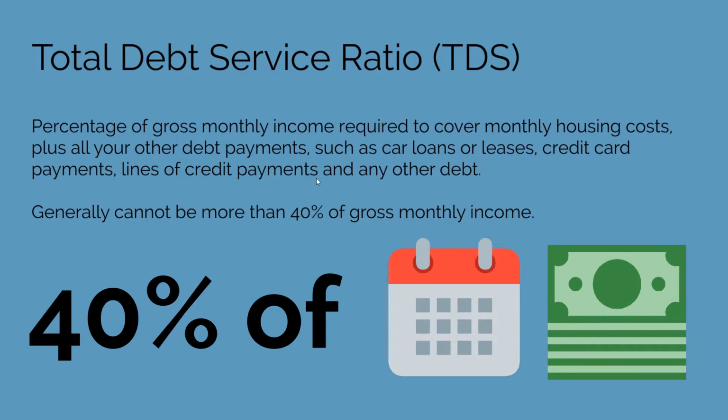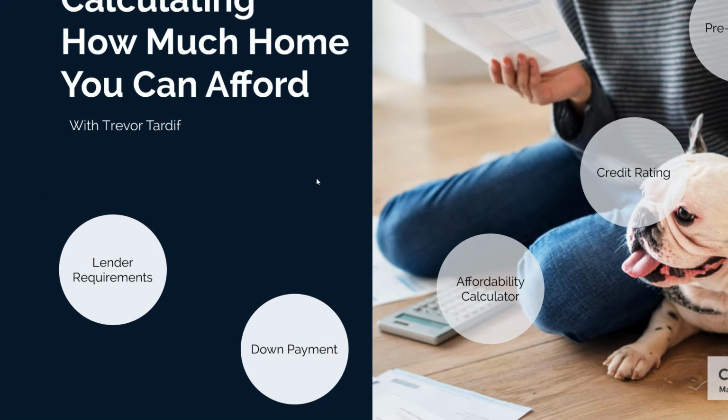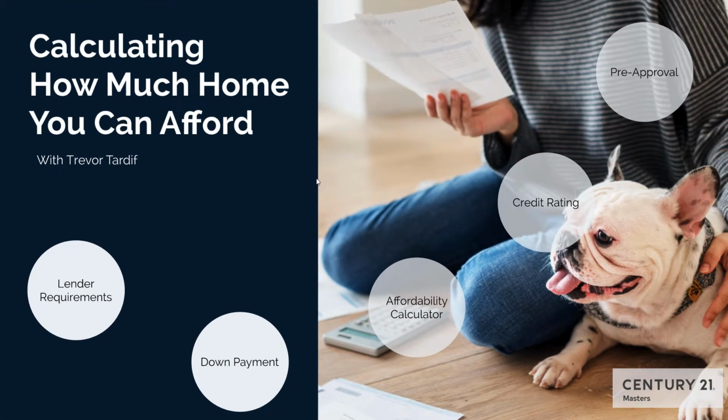So this ratio brings into account all the other debt service that you have. If you've got no debt at all, then it's pretty straightforward. You just look at your gross debt service ratio and stay under that 32% and you should be good. But once you've got some other debt, this ratio is going to come into account and it could end up limiting your purchasing ability. Okay, so that covers the main lender requirements in terms of how they look at your ability to afford a home.